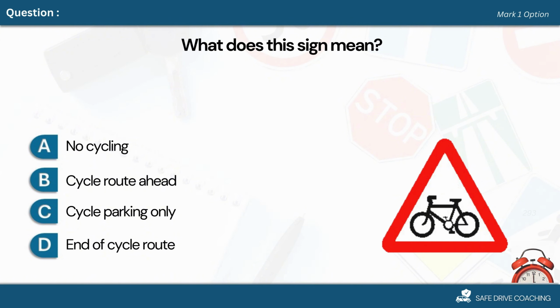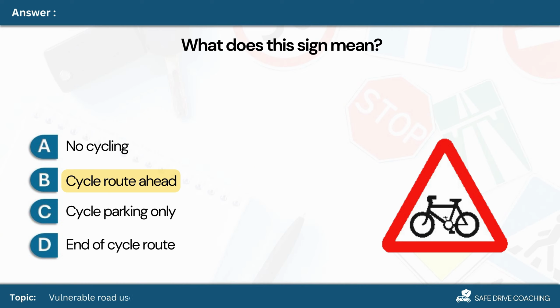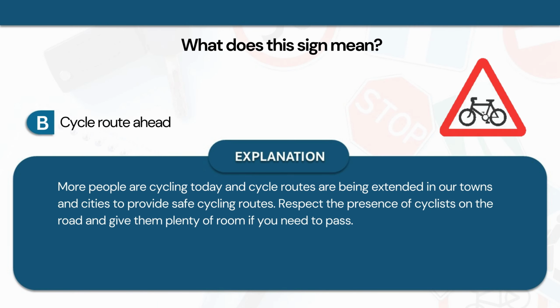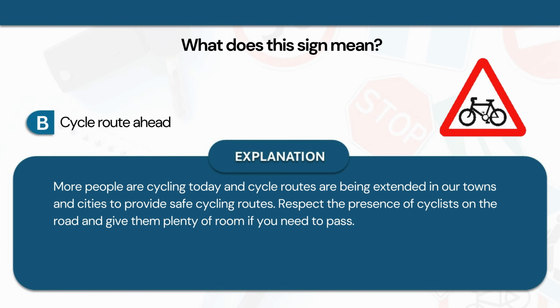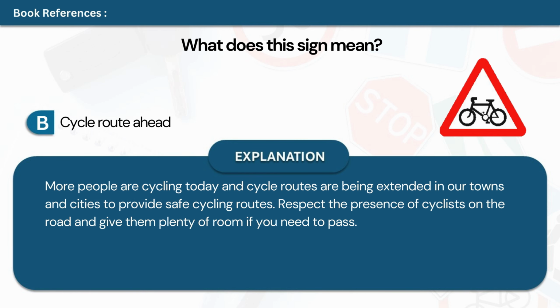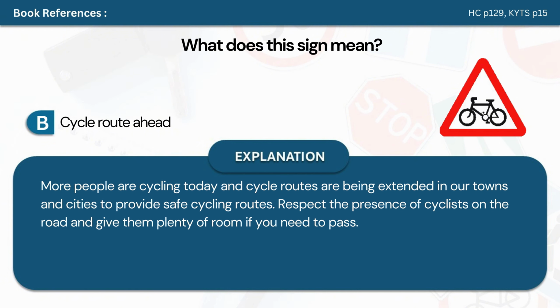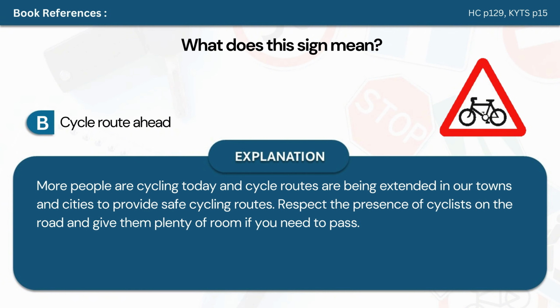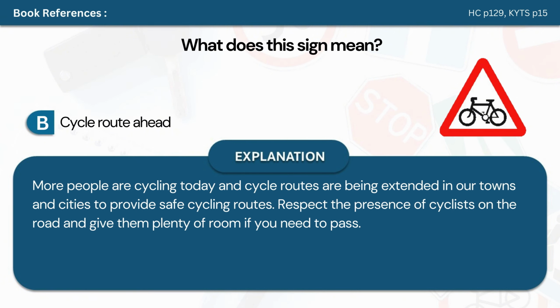The correct answer is B. Cycle route ahead. More people are cycling today, and cycle routes are being extended in our towns and cities to provide safe cycling routes. Respect the presence of cyclists on the road and give them plenty of room if you need to pass.